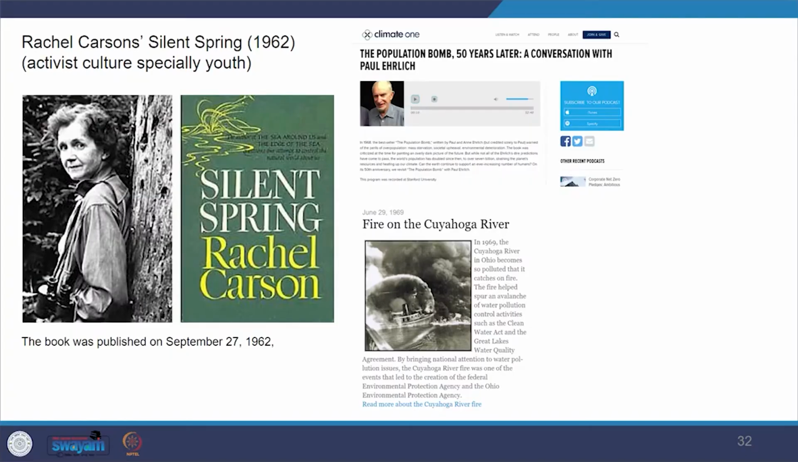So taking from the writings of Umar Nabi on environmental movements in India, we see that when we compare, we saw that in USA, Silent Spring, the Population Bomb, and Cuyahoga, a river fire, created a movement. So that is what we had seen while we were looking at the USA.